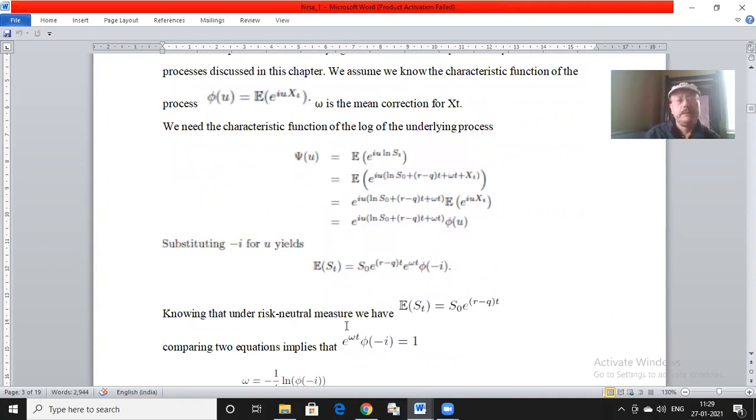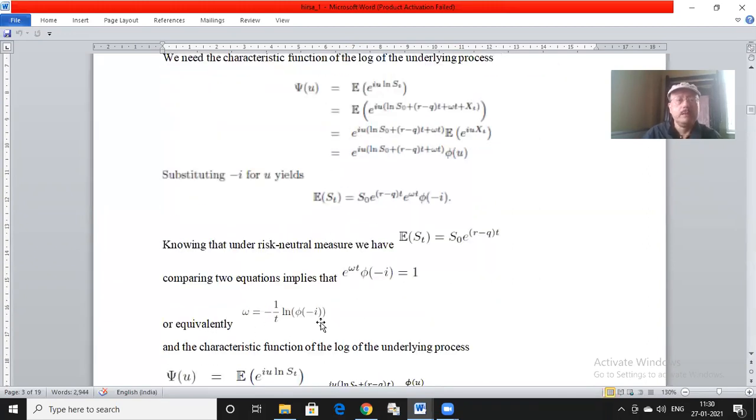We use the fact that under this neutral measure, expectation of stock has to be the same as the bank rate. So that I equate with this equation. So omega turns out to be minus 1 by t, log of phi of minus i. Again, question, log of phi of minus i, is it well defined? That has to be checked, but we can verify that it can be defined.